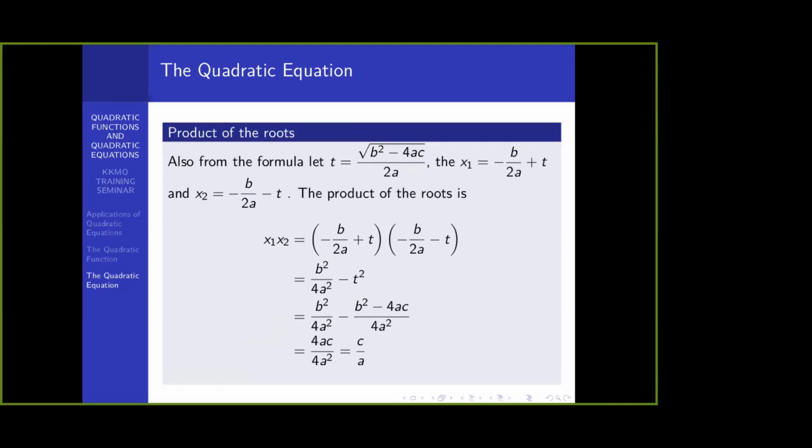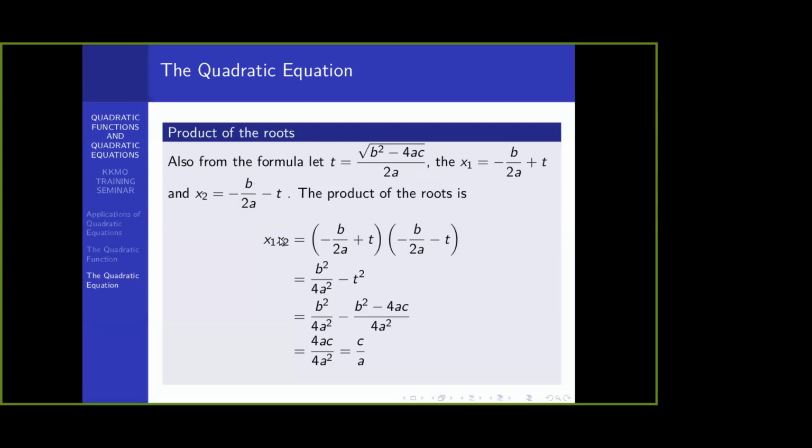The next thing we look at is the product of the roots of the quadratic equation. So if you multiply them, we'll make a small simplification. If we take t to be equal to this quantity, the square root of b squared minus 4ac over 2a, then we can substitute it in the quadratic formula as t, so that we have two roots: x1 is minus b over 2a plus t, and x2 will be minus b over 2a minus t.